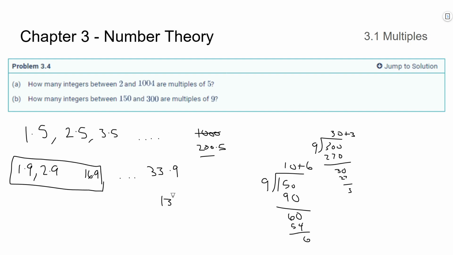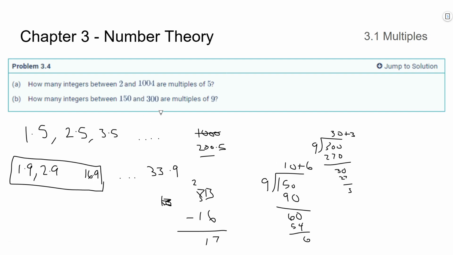So 30, oops, not 133, just 33 minus 16 would give us, let's see, borrow from there, 13, that would be 17. So 17 numbers between 150 and 300. So it was a little bit messy, but hopefully all of that made sense.